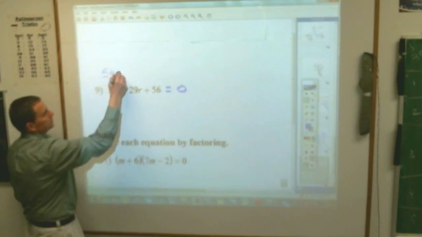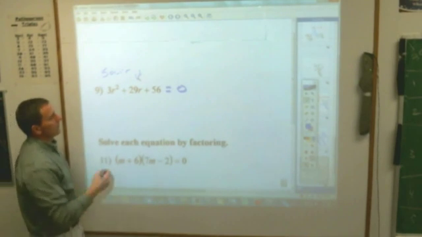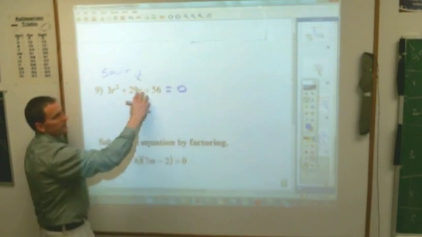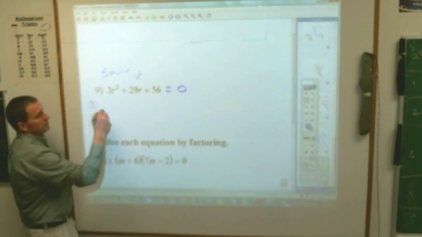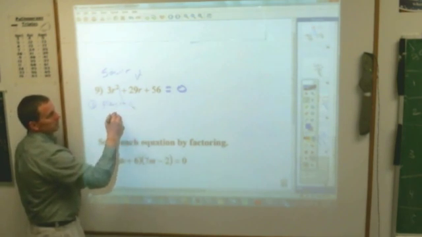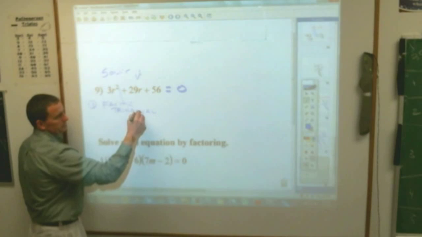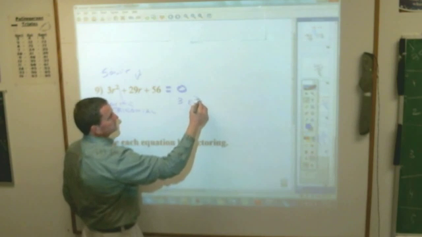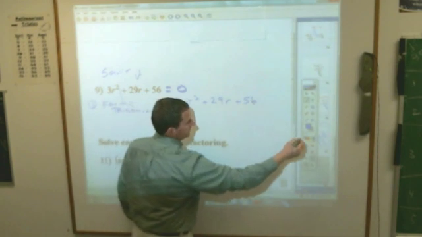If I said to solve this, in other words, you want to find what value of r, when you put it in here, would solve this and give you 0. Okay? The first thing you would do is you would try to factor the trinomial. That's what we've been doing. So you're going to factor 3r squared plus 29r plus 56. That's the first thing you're going to do.